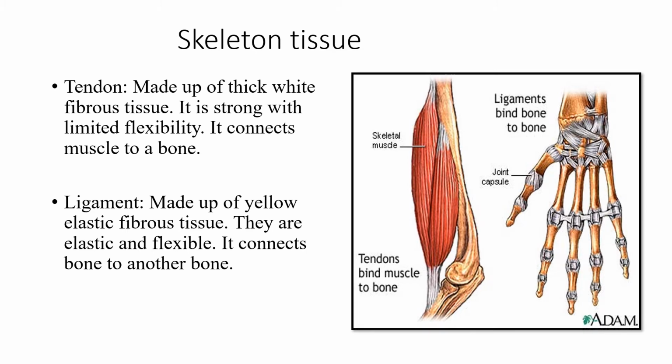Skeleton tissue. Two, that is tendon and ligament. Tendon is helpful for connecting muscle to bone. Easily you can remember this, TMB, Tamil Nadu Mercantile Bank. Tendon, M, muscle to bone. It is mainly made up of thick white fibrous tissue. It is strong with limited flexibility.